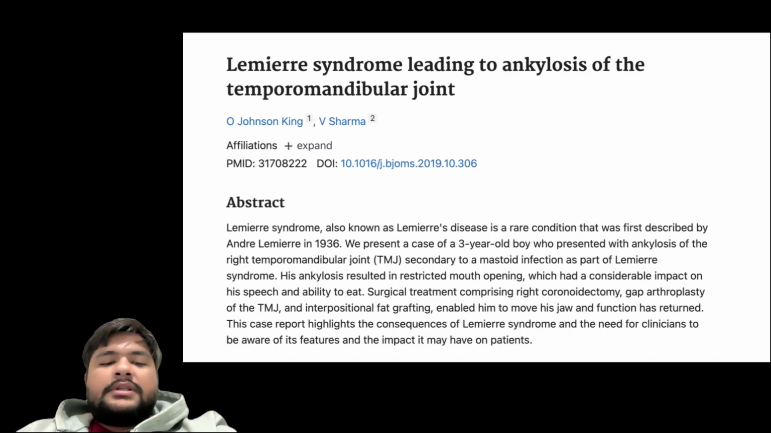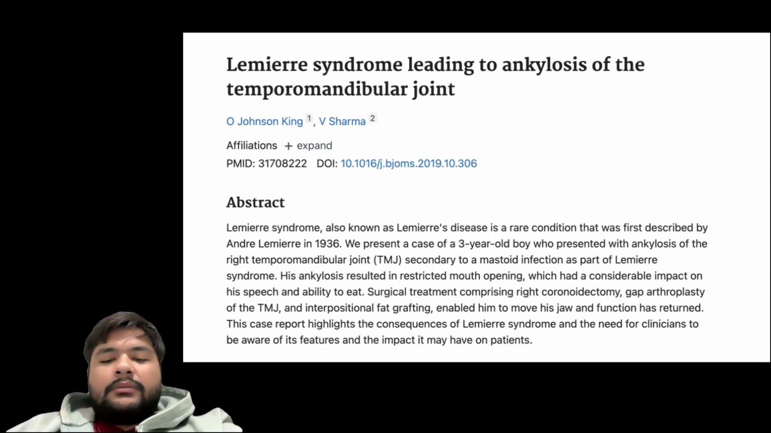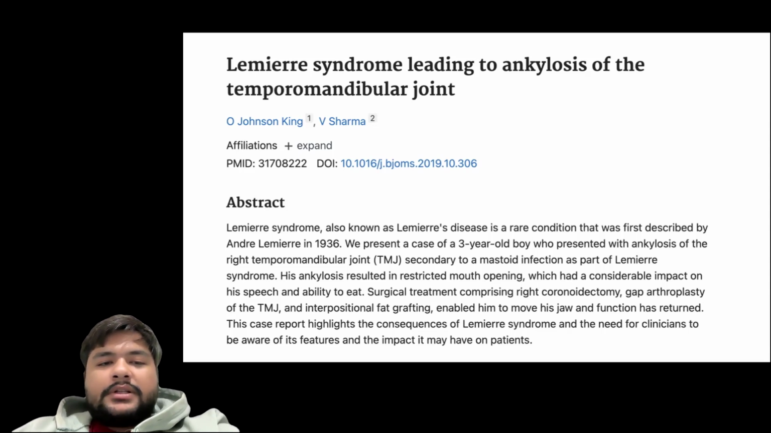His ankylosis resulted in restricted mouth opening, which had a considerable impact on his speech and ability to eat. The surgical treatment comprising right coronoidectomy, gap arthroplasty of the TMJ, and interpositional fat grafting enabled him to move his jaw, and function has returned. This case report highlighted the consequences of Lemierre syndrome, and the need for clinicians to be aware of its features and the impact it may have on patients.